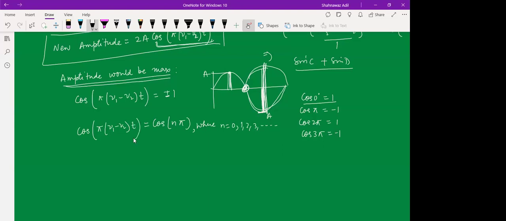So when you compare these two values, what would be the value that you will get when you compare these things?